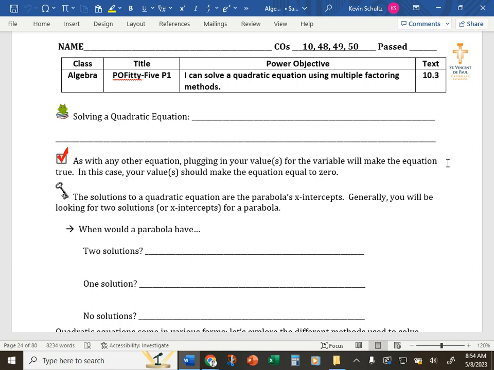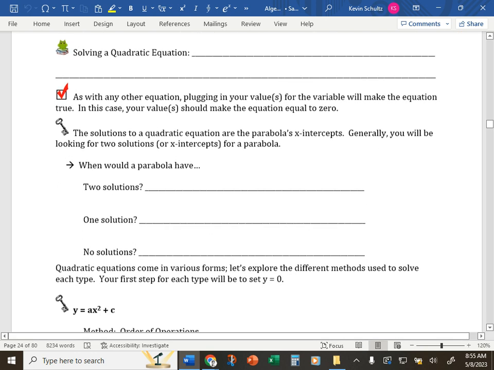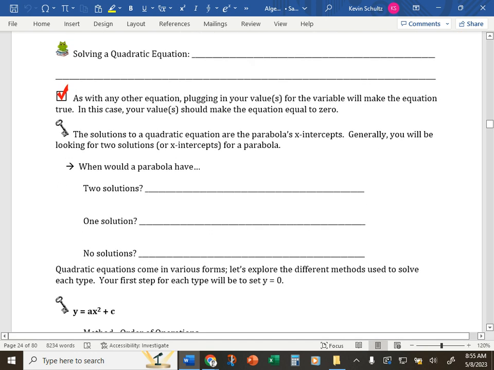Part one is today. And we've graphed parabolas. We've worked with quadratic equations. You've added them, subtracted them, you've factored them, you've done all these different things with them. And today we're going to start talking about how to solve a quadratic equation.